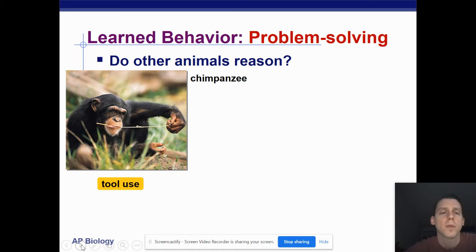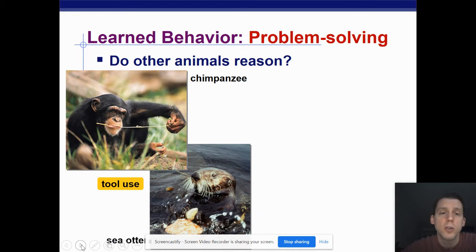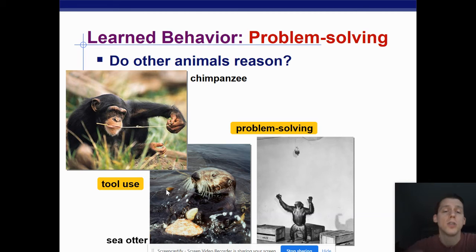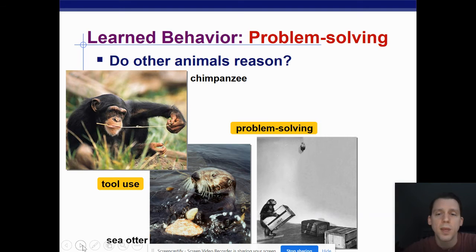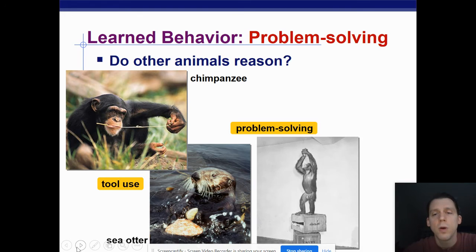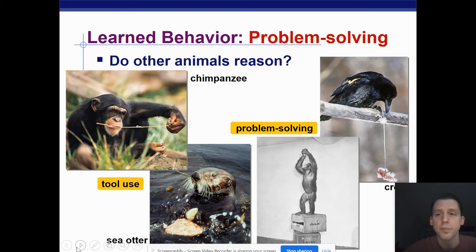Problem solving, tool usage can be a way of solving a problem. Chimpanzees can use sticks. Sea otters can use a rock to crack open mollusks. Here we have a chimpanzee. It wants to reach the food that's hanging from the ceiling. It can't reach it. It can learn to stack boxes and climb on the boxes to reach the food. That's pretty amazing that an animal can solve a problem like that.